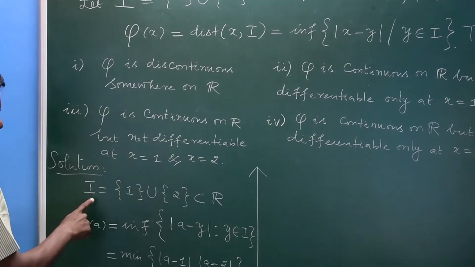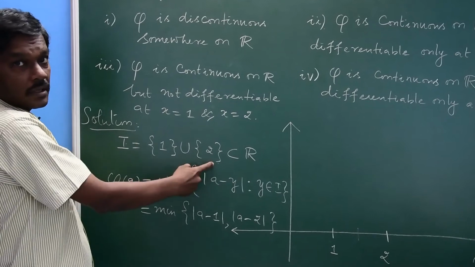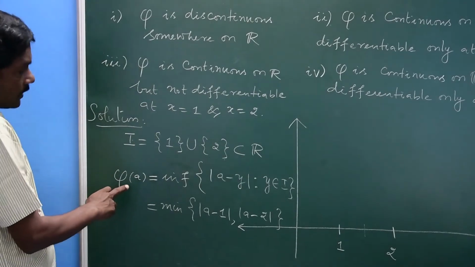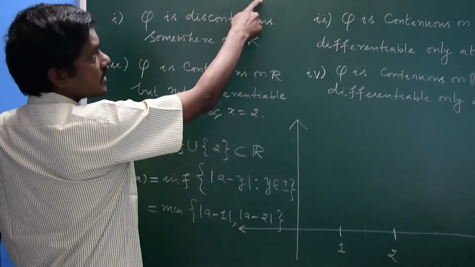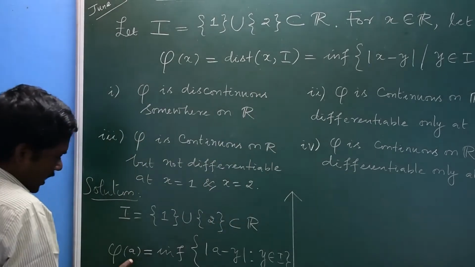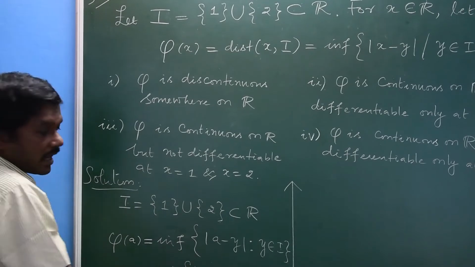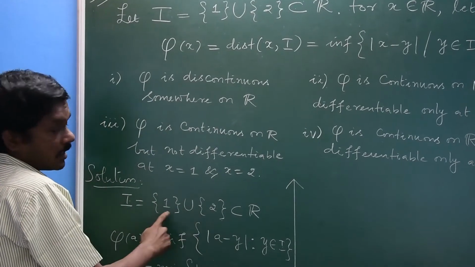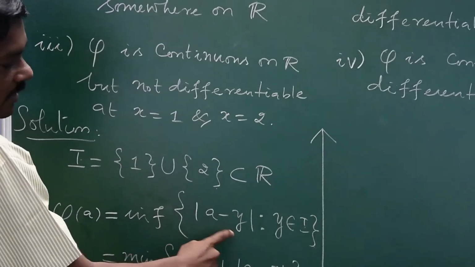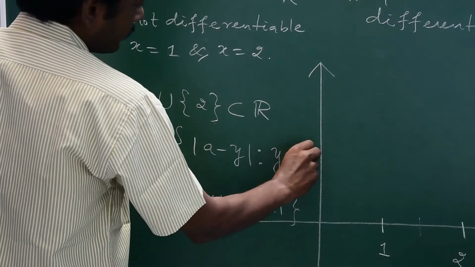So what are we given? We are given that I is equal to the union of two singleton sets, and obviously they are subsets of R. And we are also given that phi of x is defined to be the distance between the point x and I. So here phi of a is equal to the distance between a and I, where I is the set containing 2 points. So that is equal to the infimum of modulus of a minus y, y belongs to I.